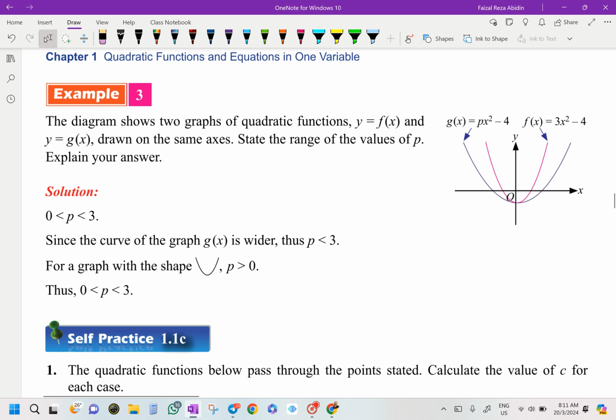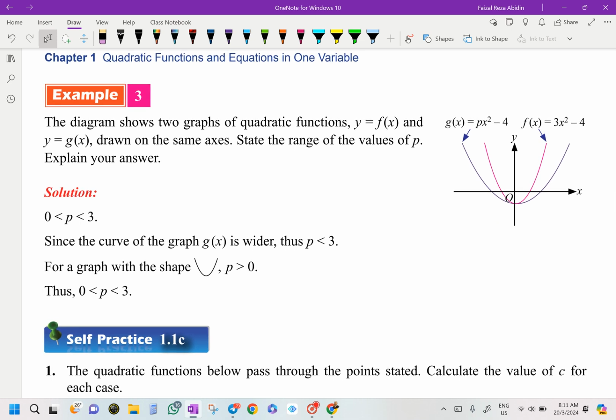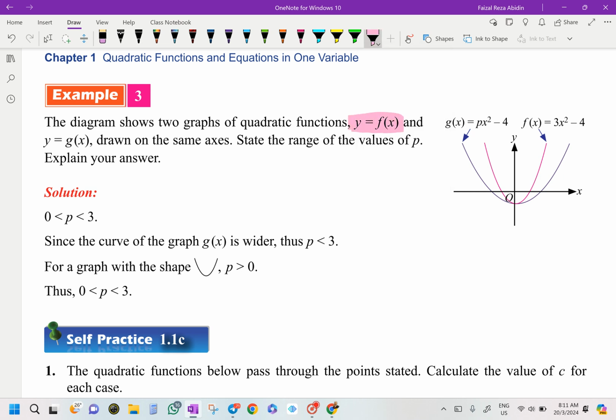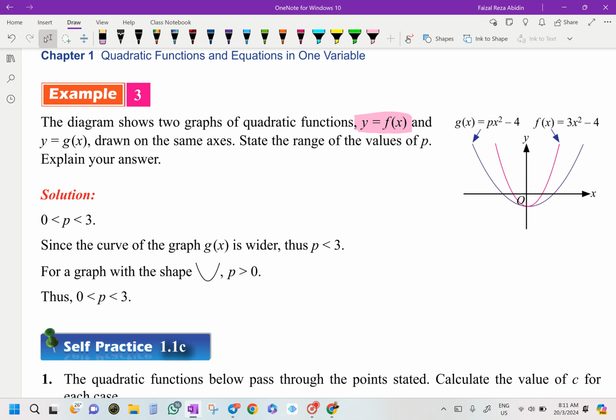The diagram shows two graphs of quadratic function y equals to fx and y equals to gx, drawn on the same axis. State the range of the value of P. Explain your answer. Okay, so kalau kita tengok dekat sana, yfx mana? Fx adalah warna pink. Kita ambil warna pink. And we have gx. Warna apa tu? Purple.